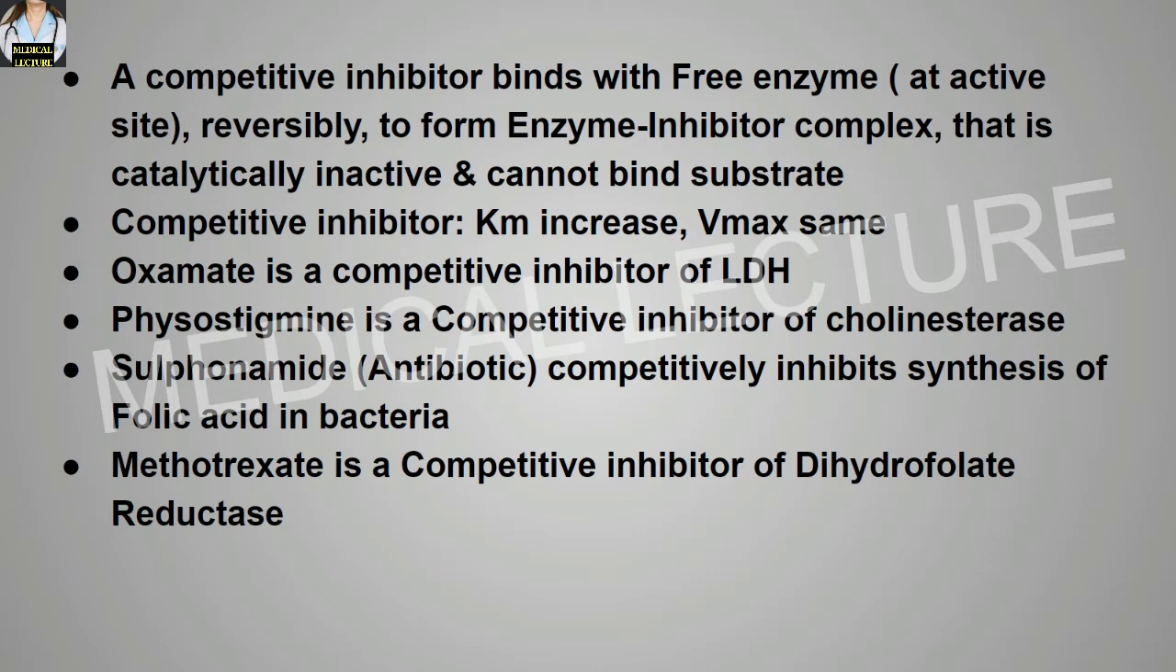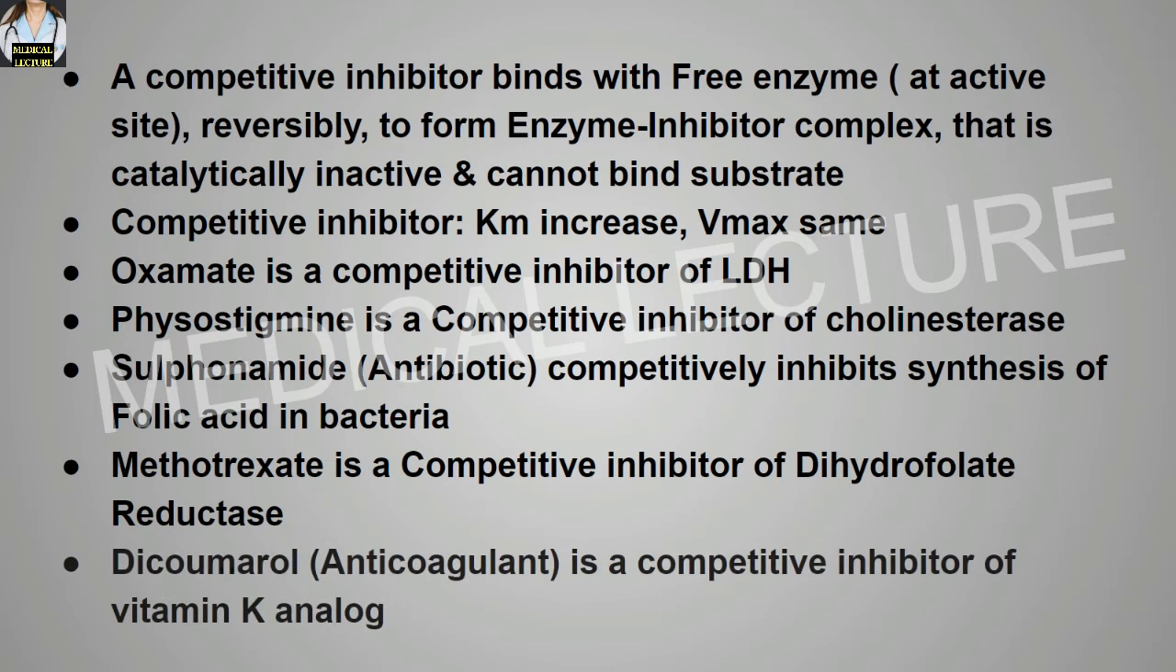Methotrexate treats cancer by slowing the growth of the cancer cells. Also, it treats psoriasis by slowing the growth of skin cells to stop scales from forming. Also, methotrexate may treat rheumatoid arthritis by decreasing the activity of the immune system. Now, dicumarol, an anticoagulant, is a competitive inhibitor of the vitamin K analog.